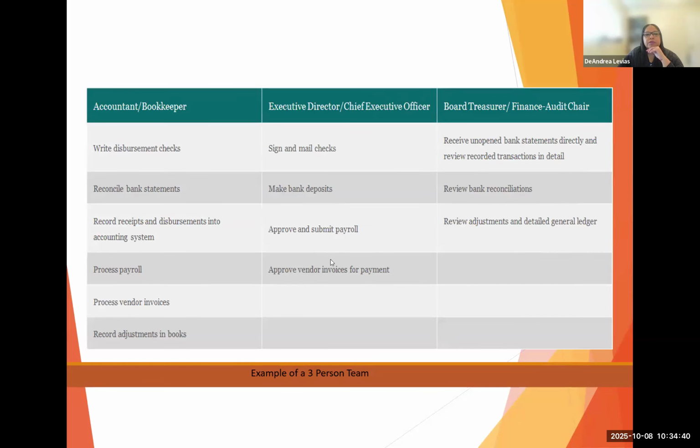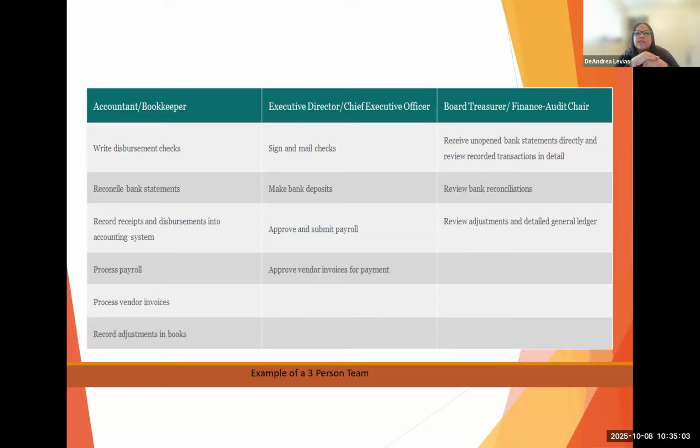Example of what a three-person team might look like. So someone's writing checks, someone signs and actually mails the checks, and then someone else receives the unopened bank statement directly and records the transactions. And I'm going to say the unopened bank statements piece is important.